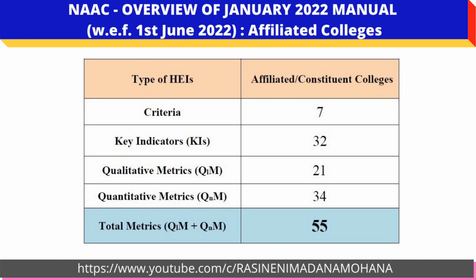Qualitative around 36. Then quantitative around 60. Total 96 are there. Now here in the revised manual you can see qualitative metrics 36 becomes 21. Then quantitative metrics 60 becomes 55. So you can see the changes. So how many metrics are reduced.